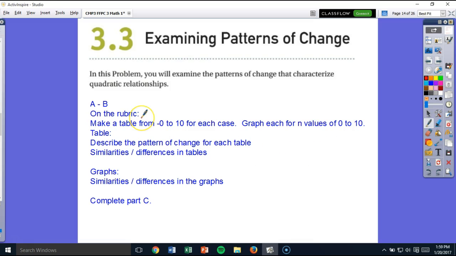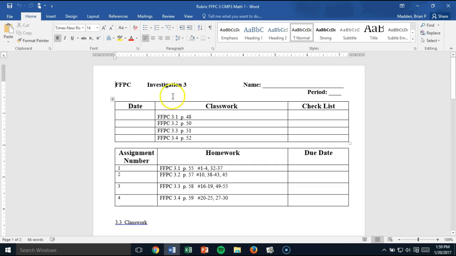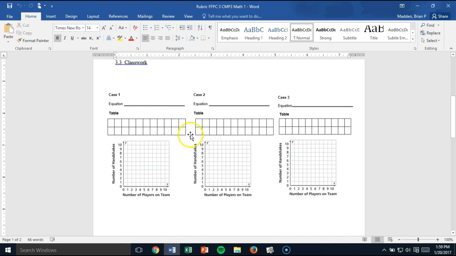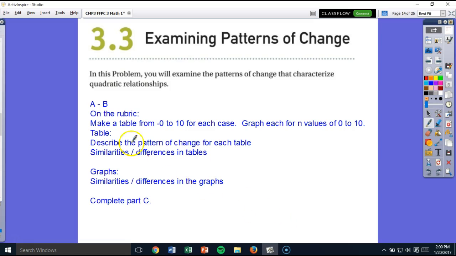So on your homework rubric, your ACES rubric, this thing that I give you all the time, if we scroll down here, this is a 3.3 classwork at the bottom of the page. I have set up tables for case 1, case 2, and case 3, as well as graphs for you to be able to use for all three of those cases. So on this rubric, make the table for 0 to 10, and then graph the values from 0 to 10.